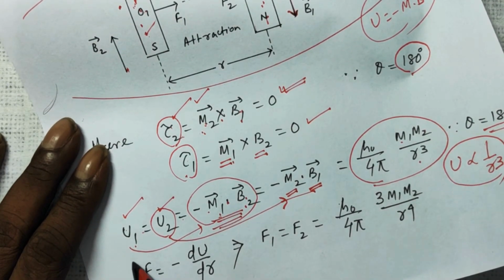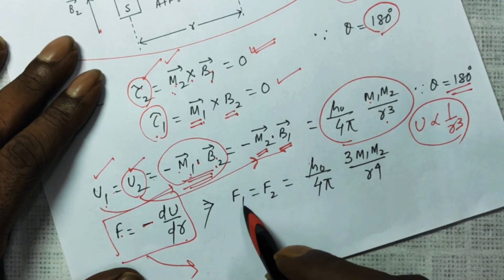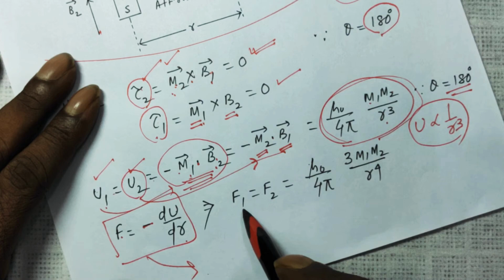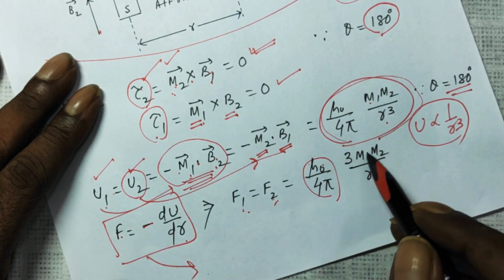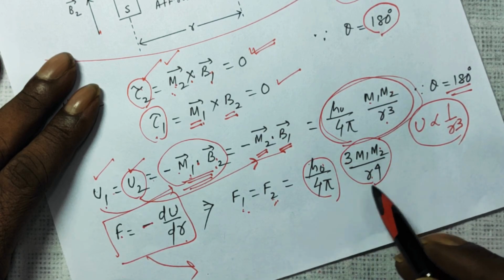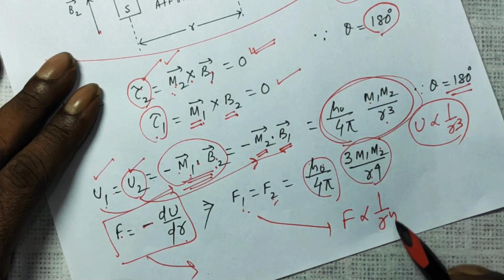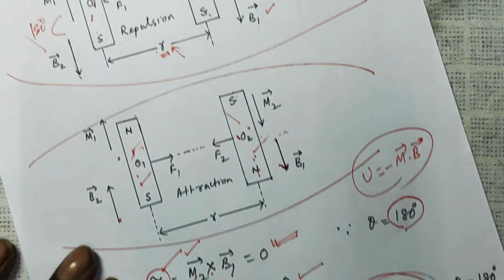Now then, using this expression, force is the negative derivative of the energy. This is in your kinematics, work energy power. We just differentiate this with respect to r, and we get both the forces are equal, that is mu naught over 4 pi, 3 m1 m2 over r to the power 4. This means here also the force is proportional to 1 by r to the power 4. These two things you have to remember.